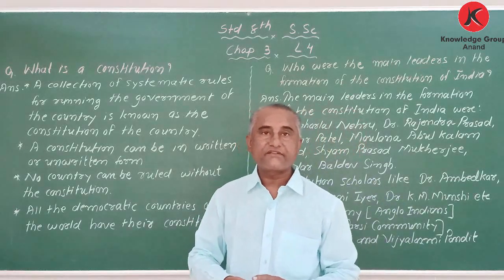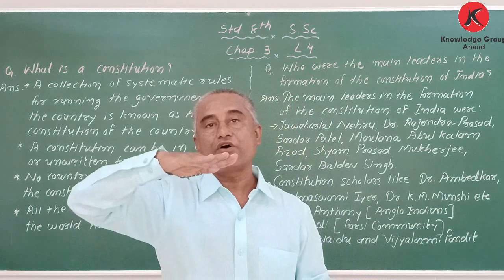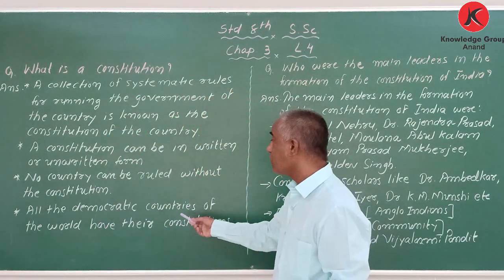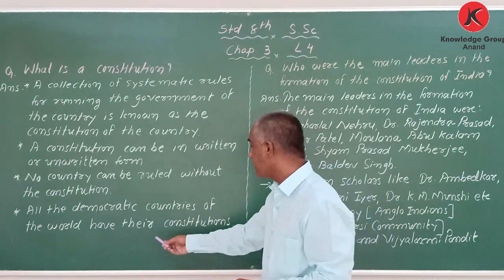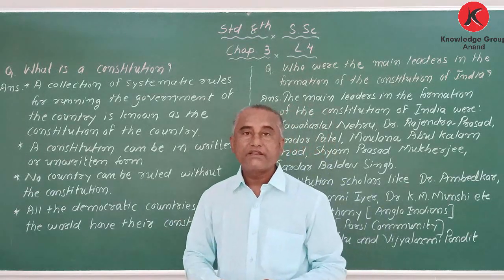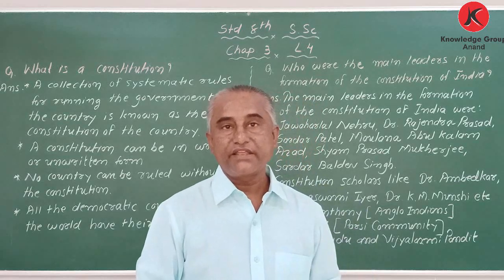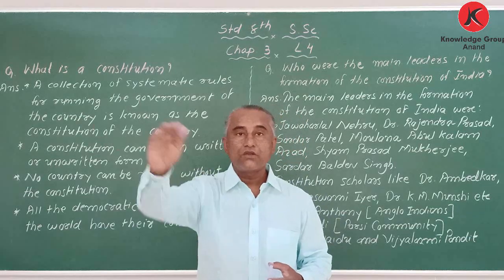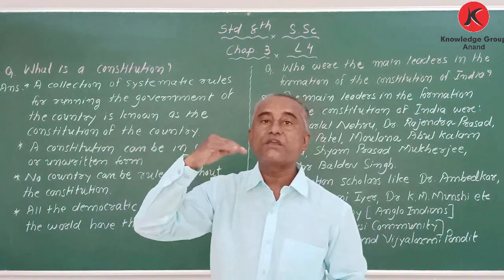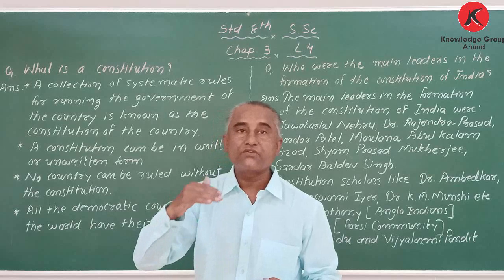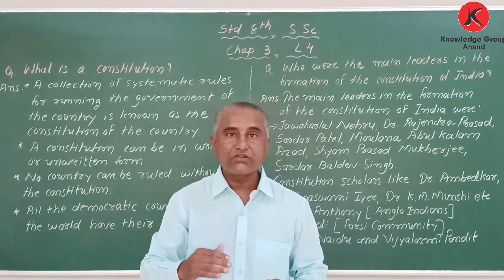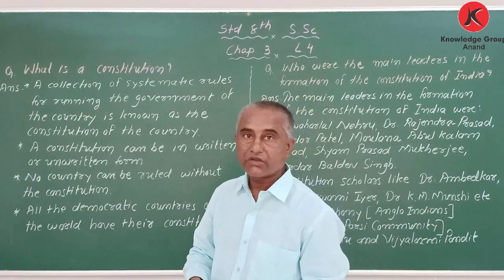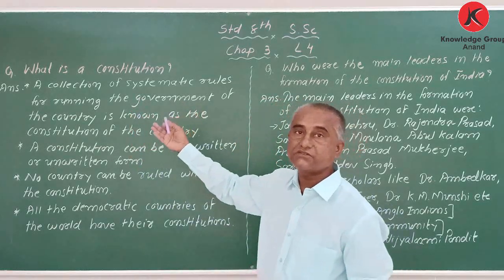And the last point: all the democratic countries. Democracy means that everything lies in the hands of the people. So all the democratic countries of the world have their constitutions, because in a constitution they write the rules, and if the rules are broken, which kind of punishment can be given to lawbreakers. Everything lies in this constitution.